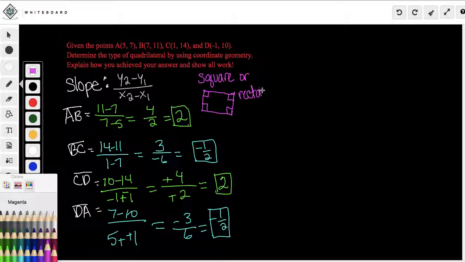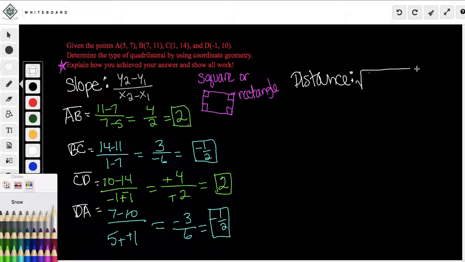This is the type of thing you're going to write down to explain how you achieved it. You're going to tell me, because they're opposite reciprocals, it has to be either a square or a rectangle. And then you're going to go on to your next step, which is finding the distances, so that we can figure out whether or not it's a square or a rectangle. So we know if all four sides are the same length, then it's going to be a square. If opposite sides are congruent, then it's going to be a rectangle. If neither is true, then it's going to be none of the above.